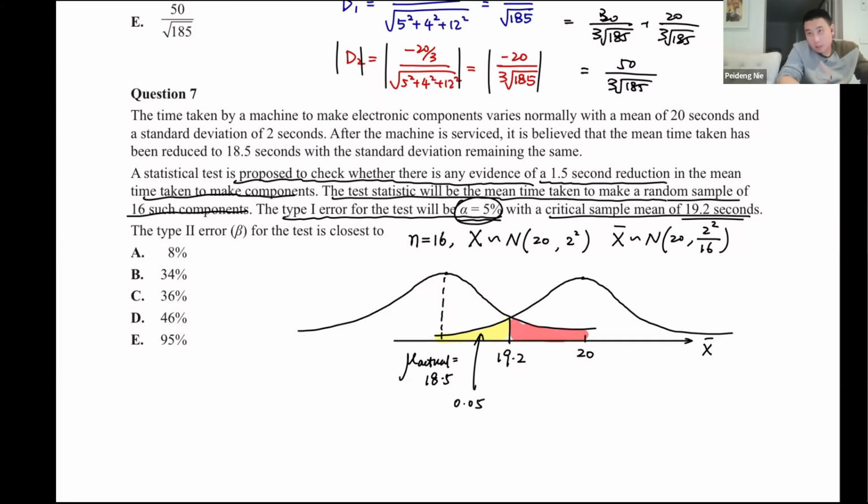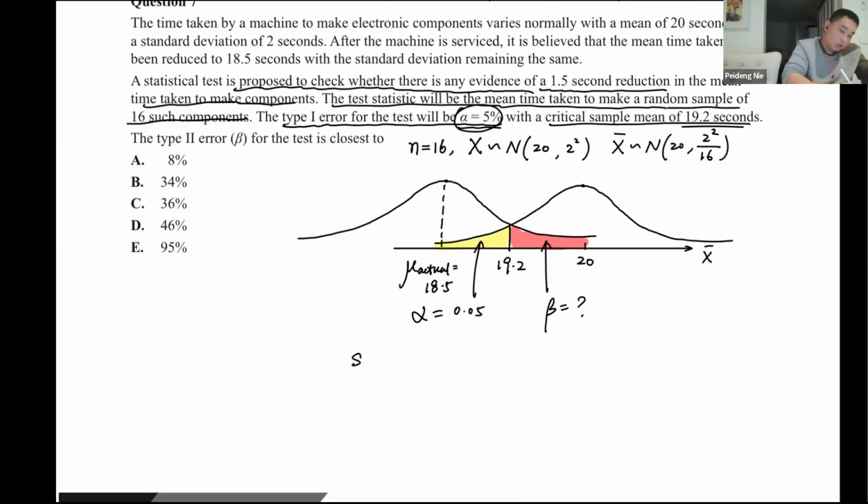Type 1 error is just your level of significance. Type 2 error is the other side under the new curve, all right? So this is beta equals to something. I don't know. I need to calculate that, okay? And this is alpha. So now, remember, our standard deviation for the x bar is the same, which means the standard deviation of x bar, as we talked about before, is just 2 over 4, which is half, okay?